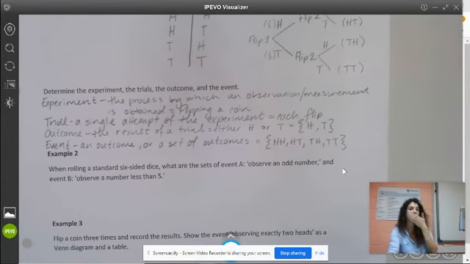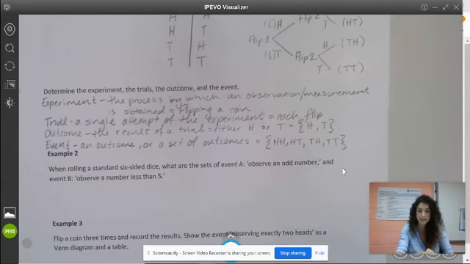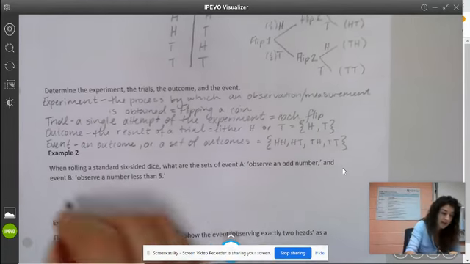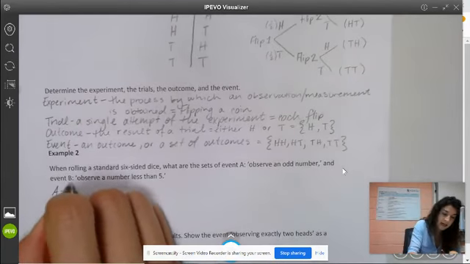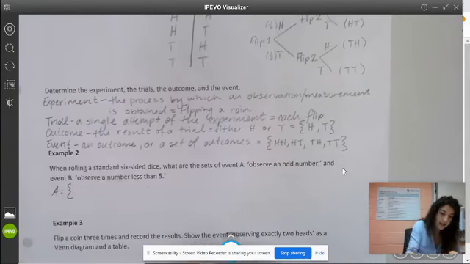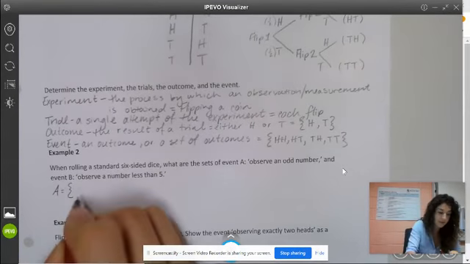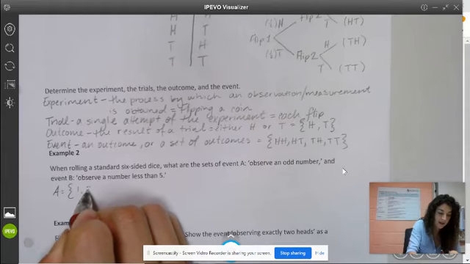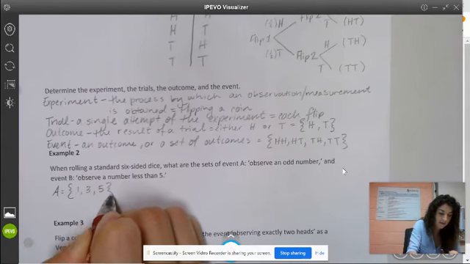It says, when rolling a standard 6-sided dice, what are the sets of event A and event B? Event A is observing an odd number, and event B is observing a number less than 5. A 6-sided die, right? So the numbers are 1, 2, 3, 4, 5, 6. What are the possibilities of observing an odd number? In that case, it would be when we rolled a 1, a 3, or a 5.